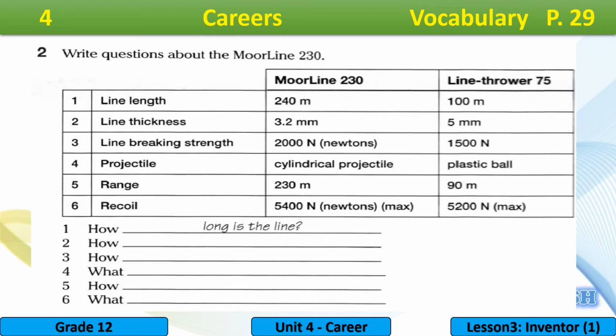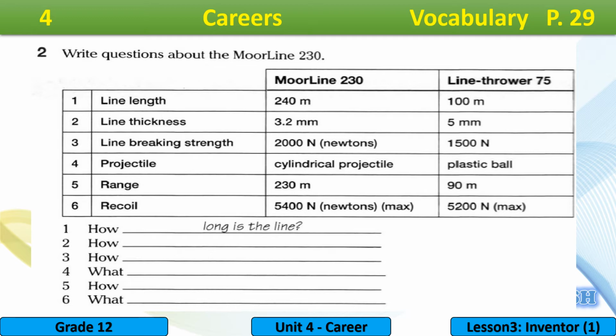Dear students, move now to the second exercise from the same page, page 29, and write questions about the Moore line 230, which is in the second column here. We have the following points. Number 1, line length. Number 2, line thickness. Number 3, line breaking strength. Number 4, projectile. Number 5, range. And number 6, recoil.